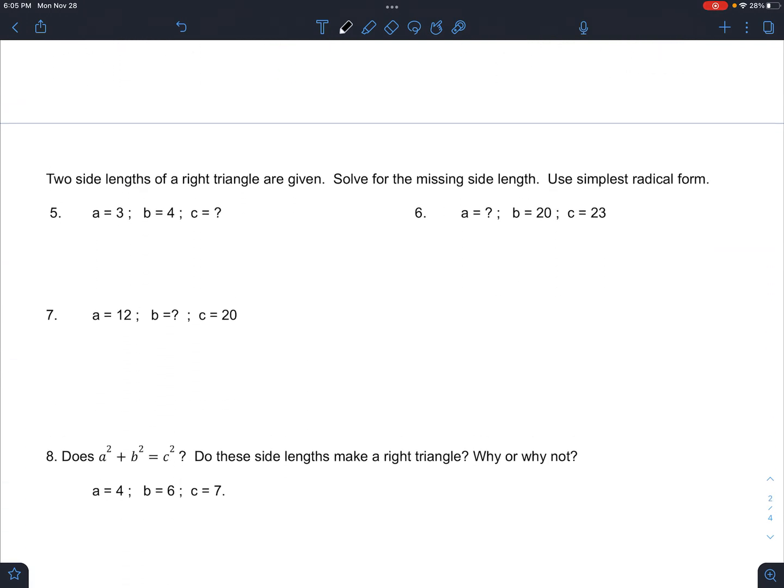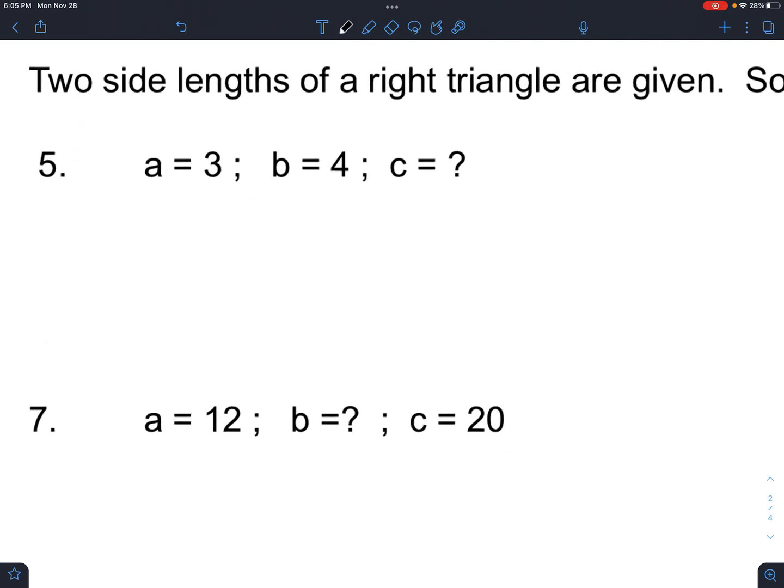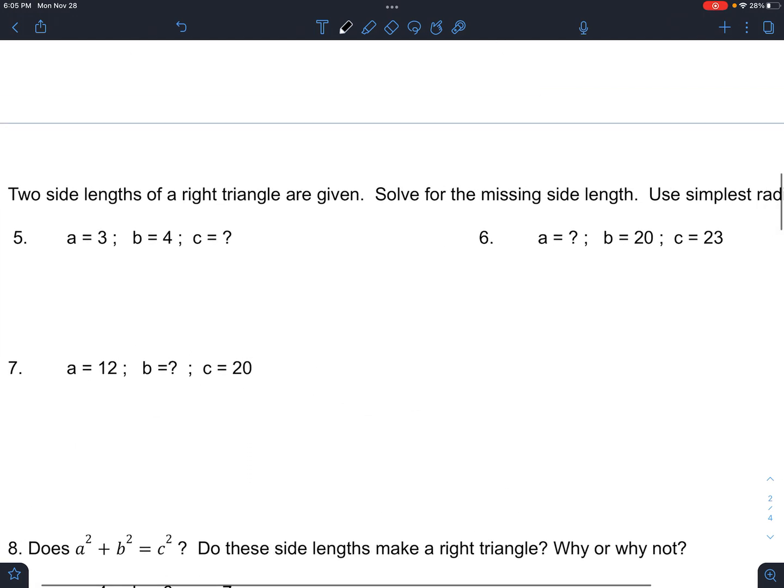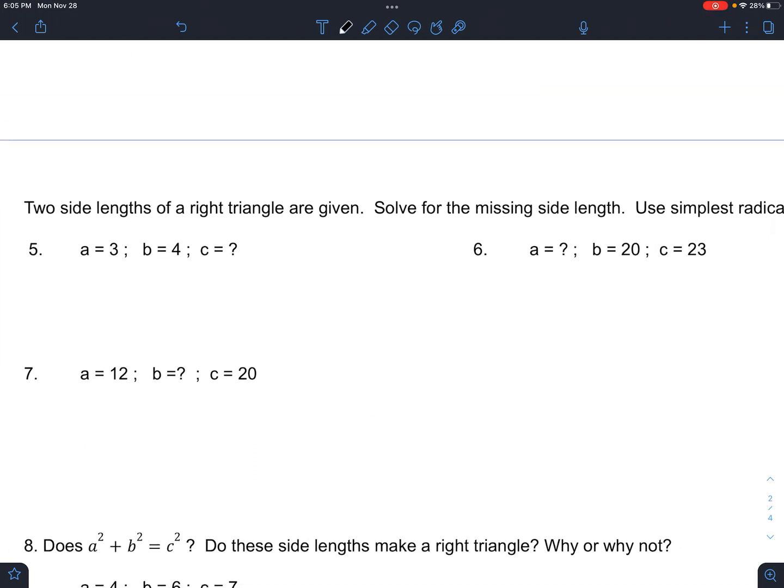Here it wants us to draw a picture and then solve. So I'll go ahead and do 5 and 6. You can try number 7, but this is a very popular right triangle where it's 3 and 4.